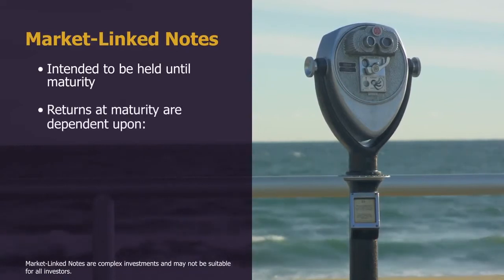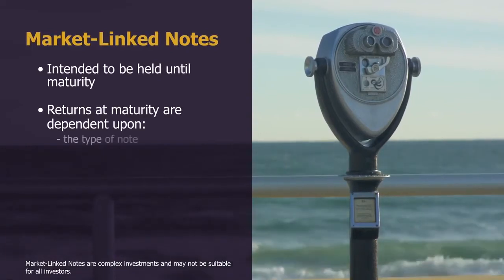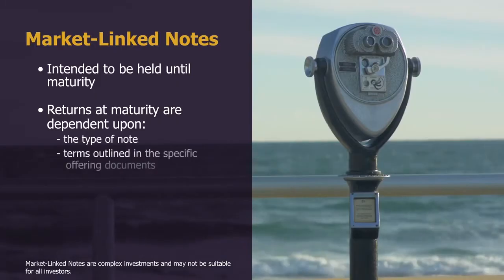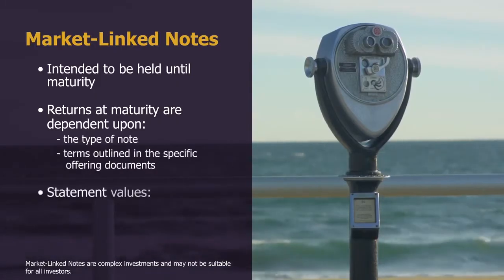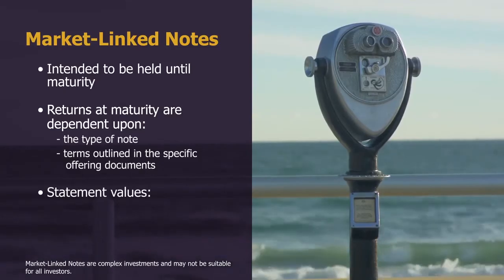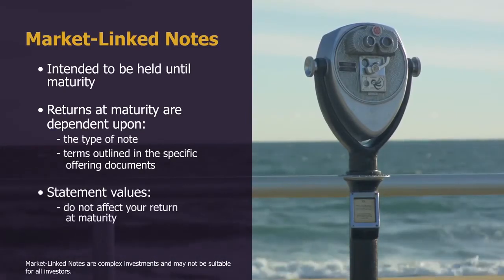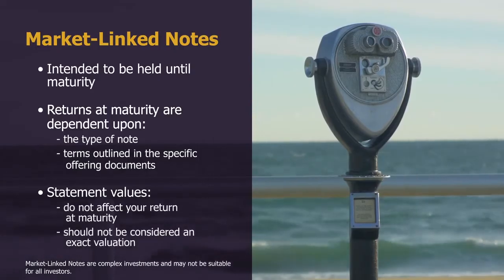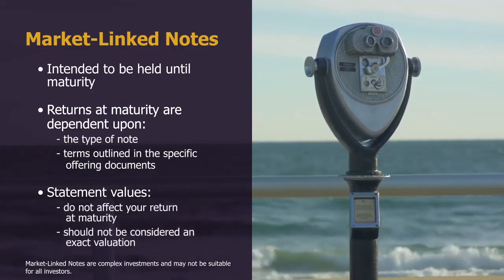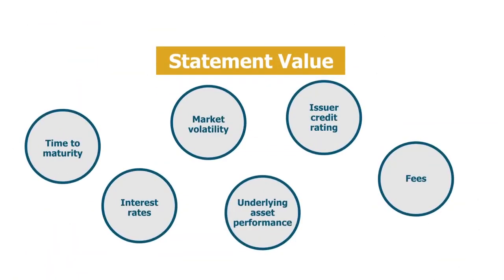Both principal-protected and market-linked notes are intended to be held until maturity. Your returns at maturity are dependent upon the type of note you invested in and the terms outlined in the specific offering documents. While the statement value reflects an estimate of the current market value of the note, it does not affect your return at maturity and should not be considered an exact valuation of what you will receive at maturity. The investment's reported value may fluctuate from statement to statement depending on a variety of factors.